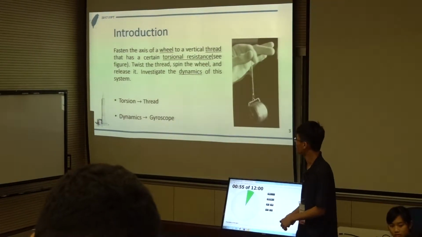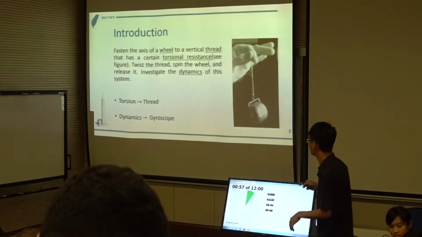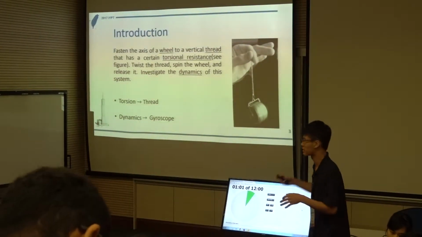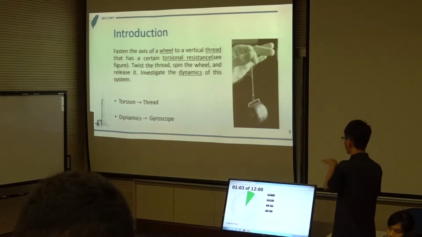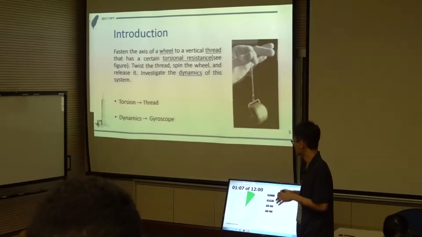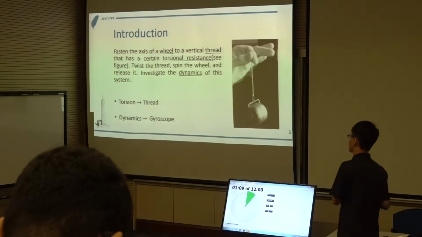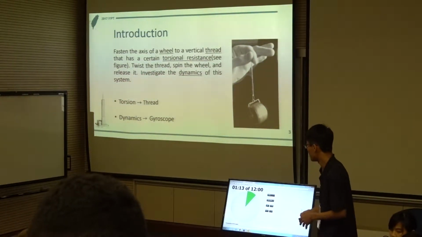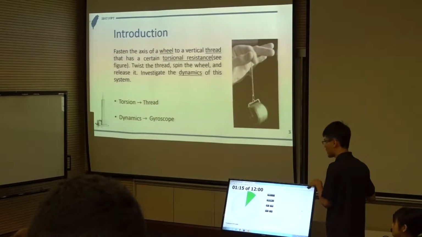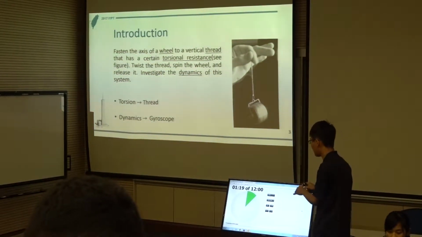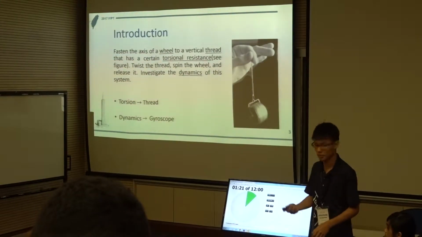And this is the problem statement. Fasten the axis of a wheel to a vertical strand that has a certain torsional resistance, like this figure shows. Twist the strand, spin the wheel, and release it. What I'm going to do is investigate the dynamics of the system. According to the problem statement, there are two main points. First, we need a thread with torsional resistance, and later I will investigate the dynamics of the gyroscope.